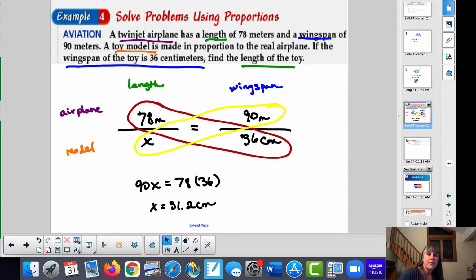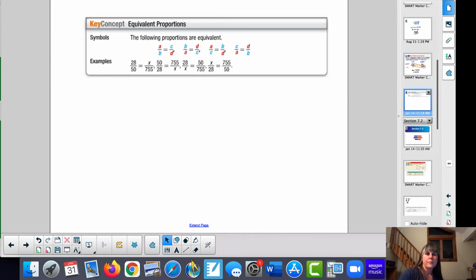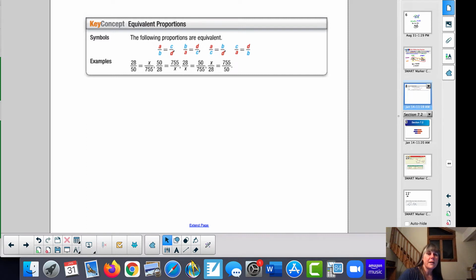Because you could have had 78 over 90 equals x over 36, and you could have had any of those proportions, those ratios turned upside down, both of them turned upside down, and it would be okay. But if we turn one of these upside down and not the other, that's going to give us a different cross product and we'll get the wrong answer. So be sure you pay attention to what kinds of proportions are equivalent, so that even if your proportion looks a little different than somebody else's, they give you the same cross product.